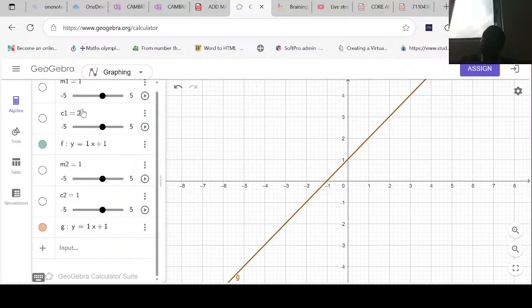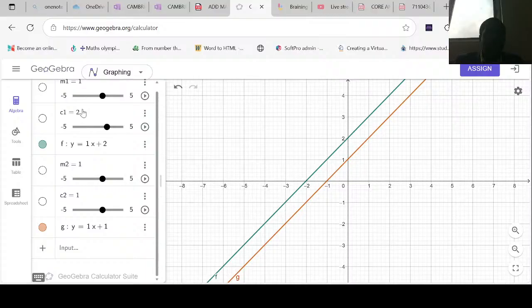Now, when the slopes are the same, you know what I mean by the slope now, the coefficient of x, but the intercepts are different. So now we are using C1 to be 2. What happens? That would be parallel lines, right? Those two lines will never meet, because when they meet, that's when there will be a solution, isn't it?